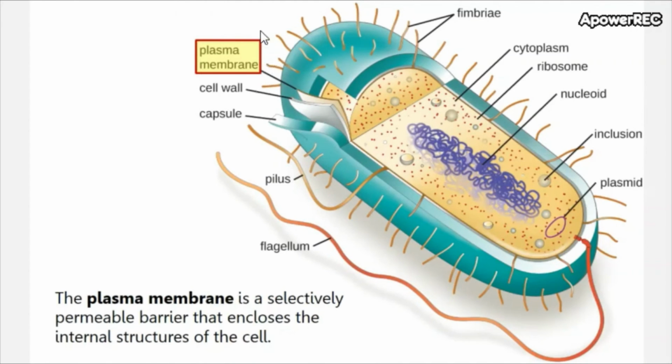Okay, so we've already kind of discussed the plasma membrane. The plasma membrane is the one that is right outside of the cytoplasm and houses the cytoplasm. It's a selectively permeable barrier that encloses the internal structures of the cell. So essentially, the plasma membrane acts as the gatekeeper that decides what sort of nutrients or products go into the cell and what sort of toxins or other things are excreted outside of the cell.